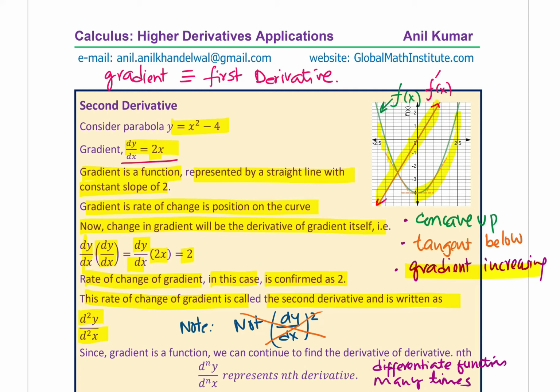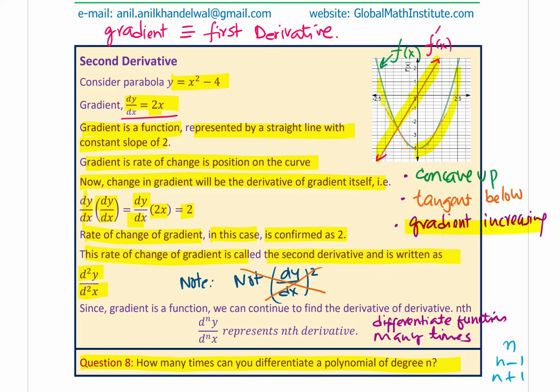How many times can you differentiate a polynomial of degree n? How many times can you differentiate a polynomial of degree n, right? So is it n? Is it n minus 1? Is it n plus 1? Okay? Or none of them? So one of these is the correct answer. I'd like you to post your solution.